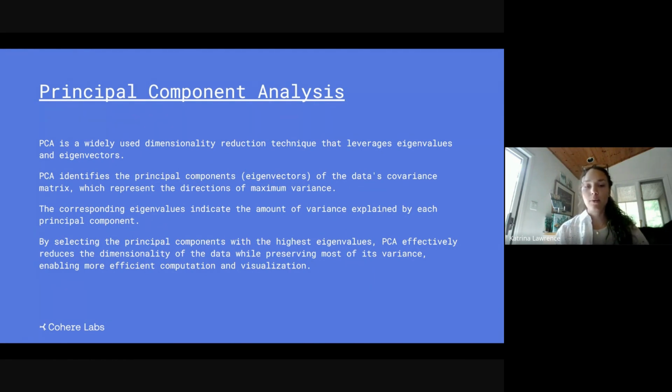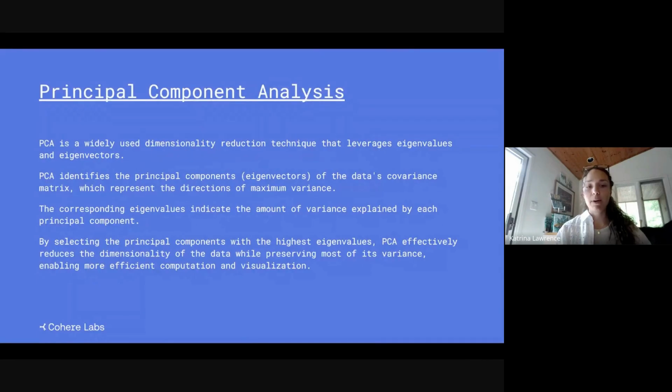Principal component analysis is the main way that eigenvalues and vectors are used. In my Q&A questions, a lot of people asked what the applications are beyond principal component analysis. But for those of you who are new to this, let's take a moment and look at what PCA is. The main reason we use PCA is for dimensionality reduction, and this leverages our eigenvalues and vectors.